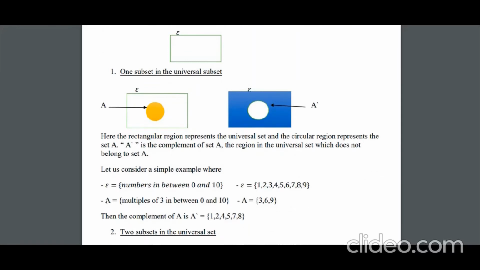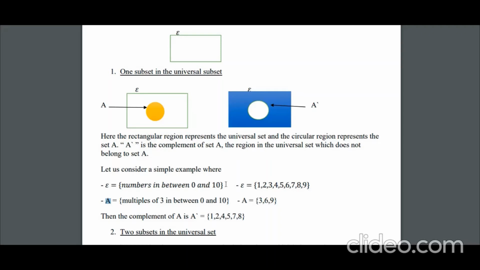Let's say set A is the multiples of 3 between 0 and 10. So what method is this? Descriptive method. Using the listing elements method, what are the elements? 3, 6 and 9. So what is the universal set? The universal set is the numbers between 0 and 10: 1, 2, 3, 4, 5 up to 9.